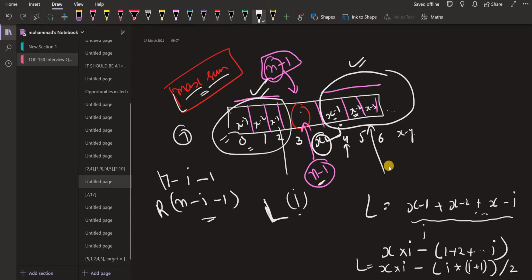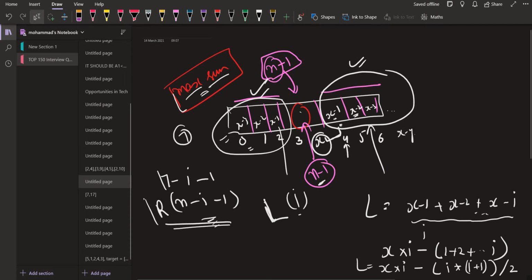Similarly we can calculate for the right hand side as well. In the right hand side there are these many terms, so instead of I we should plug in n minus I minus 1. That is how we will get the summation for the right hand side as well.